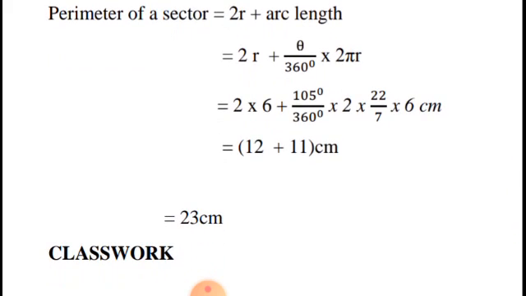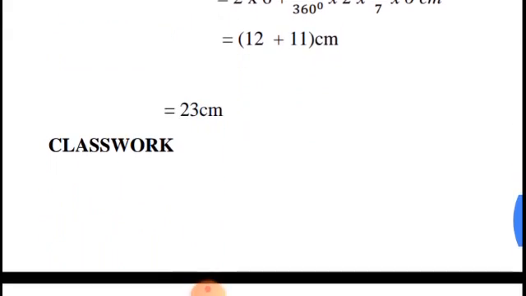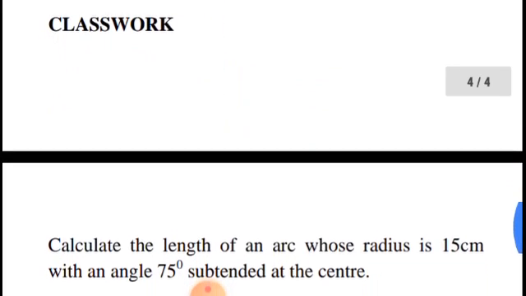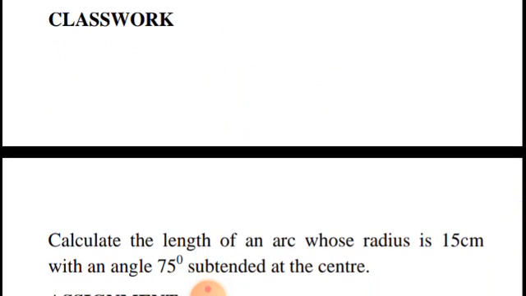I'm going to give you just one classwork, and after that classwork, you will also be given an assignment. So the classwork: calculate the length of an arc whose radius is 15 centimeters with an angle of 75 degrees subtended at the center. That is our classwork. Let me give you about 3 minutes. After that, we'll do the correction, and I'm very sure that for those who may not be able to get it, don't worry, by the time we do the correction, it will become clearer to us.